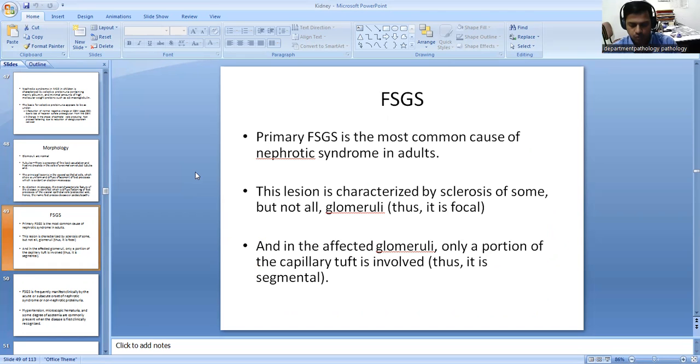Next entity is focal segmental glomerulosclerosis. Primary FSGS is the most common cause of nephrotic syndrome in adults. This lesion is characterized by sclerosis of some but not all glomeruli, thus the term focal. And in the affected glomeruli, not the full glomerulus is affected. Only a portion of the capillary tuft is involved, hence the name segmental. So, in crux, this is the basis of the term focal segmental glomerular sclerosis.